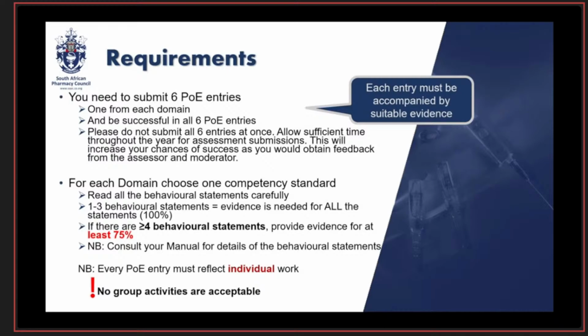If there are 4 or more behavioral statements, you have to provide evidence for at least 75% of the behavioral statements. But what I always advise my interns is aim for all the behavioral statements. Sometimes there's a piece of evidence missing or you haven't annotated properly, and the assessor or moderator might think you haven't addressed this behavioral statement properly, but if you've addressed all of them, then you still meet the 75% requirement. So if at all possible, aim for 100%, even if there are more than 4 behavioral statements. And please consult your manual regularly to get the correct information.